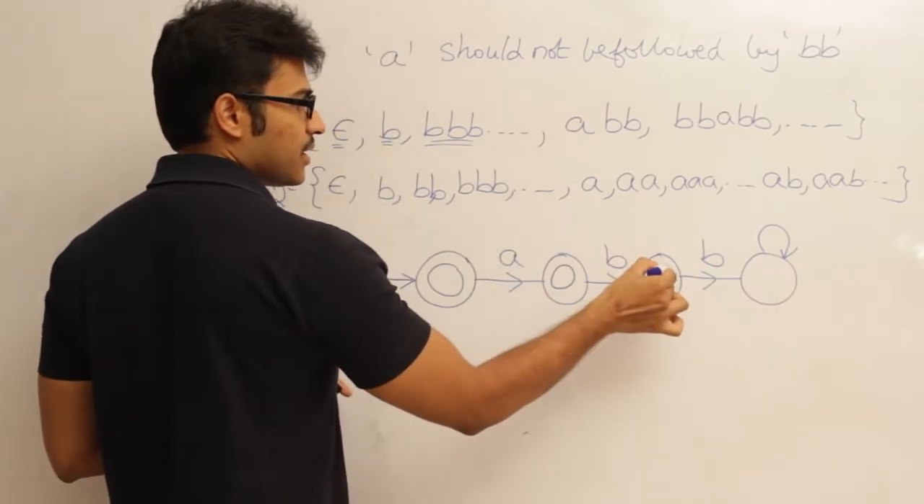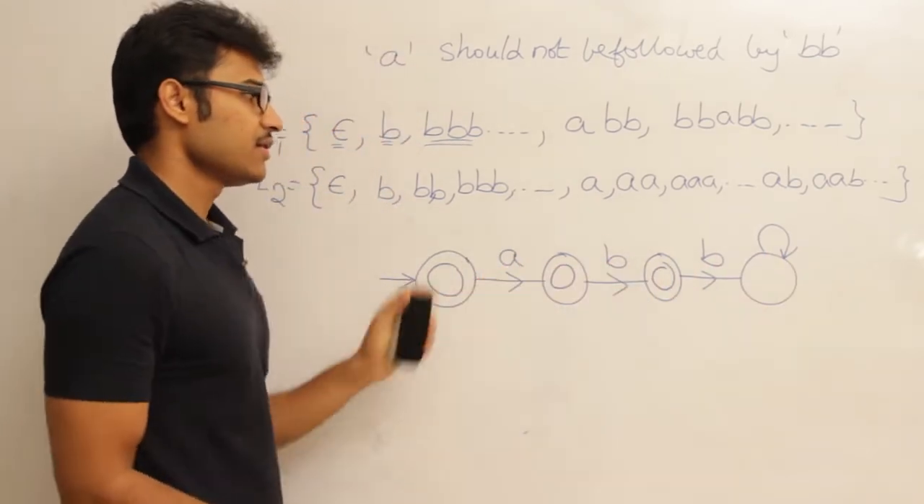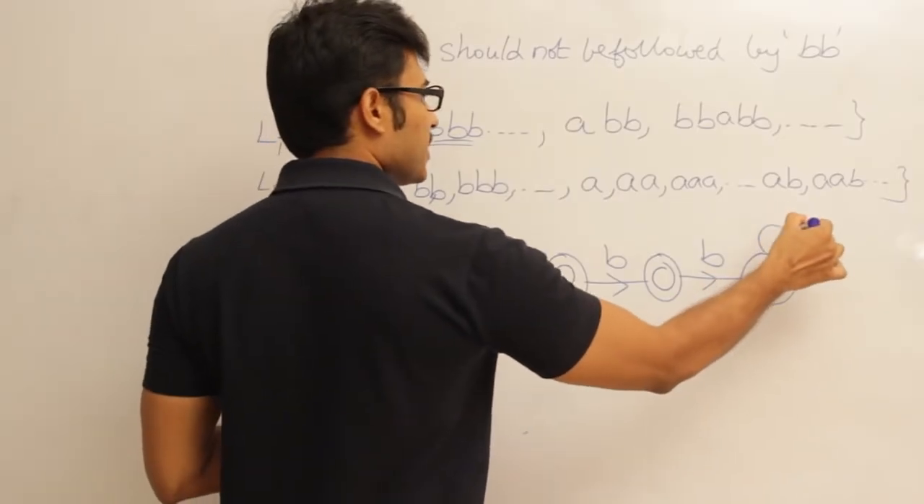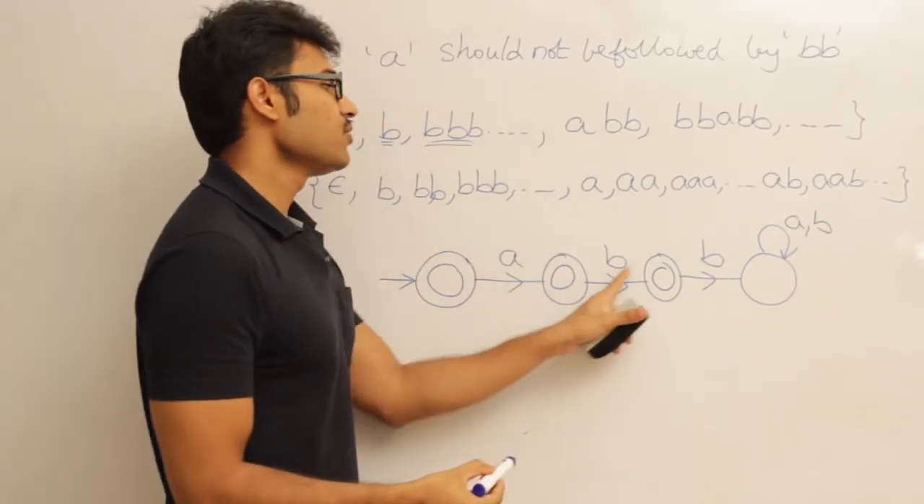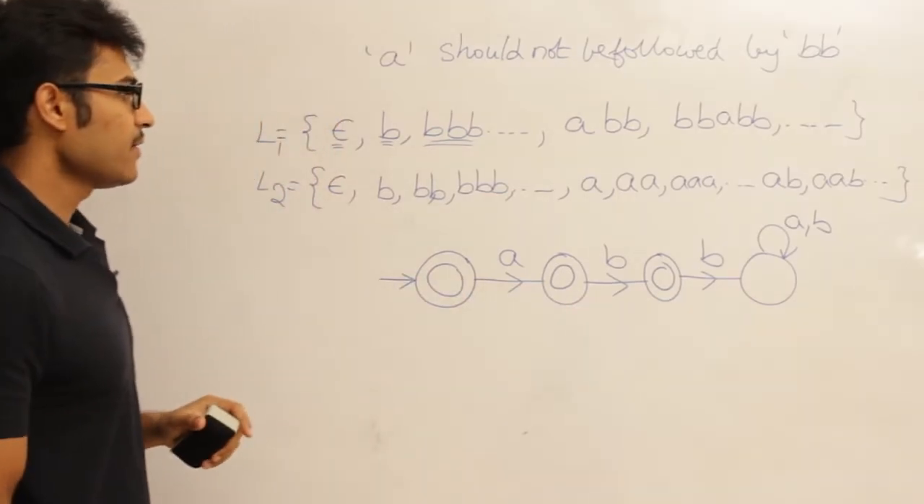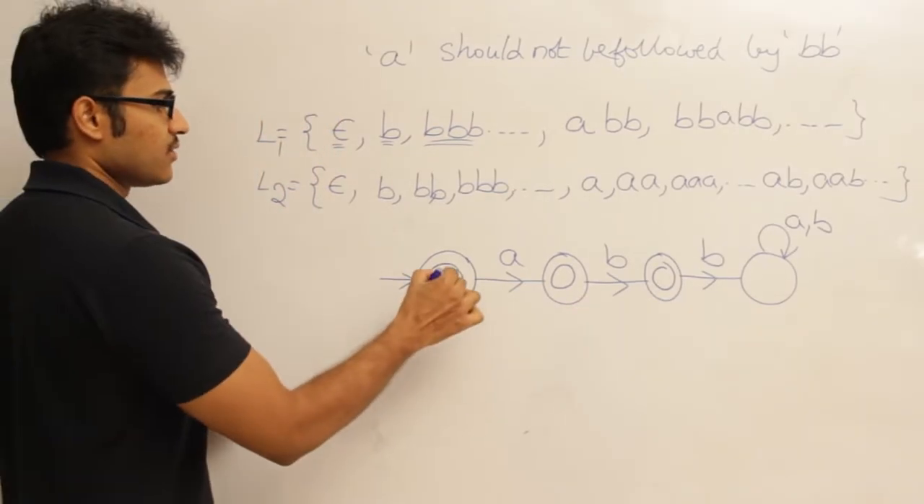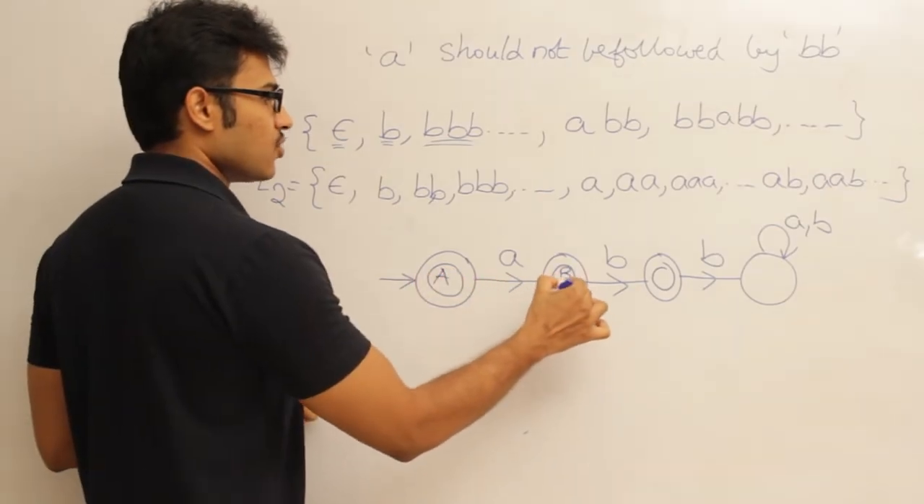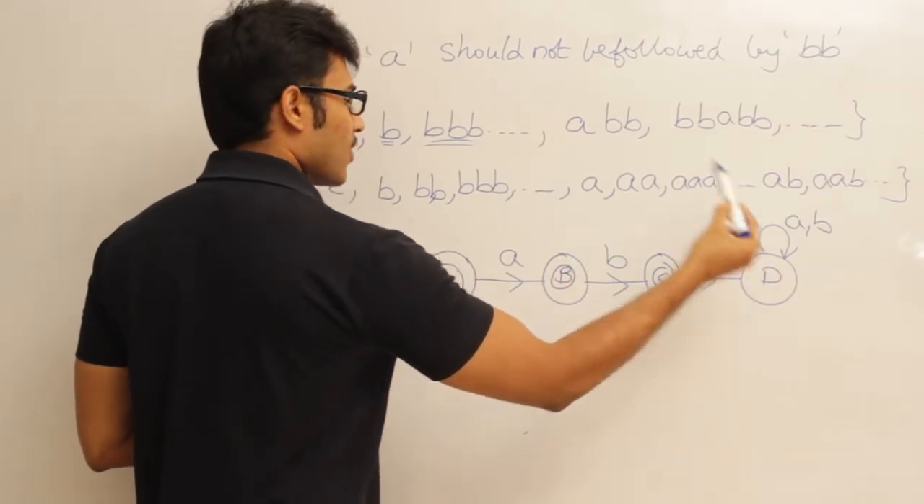Single A, I'll accept it. AB, I'll accept it, but ABB, I'll not accept it. And once I see A followed by two B's, I'll never come back. So it is going to act as a dead state. Okay. Now is this a DFA? It is not a DFA because we didn't show what happens for all states.